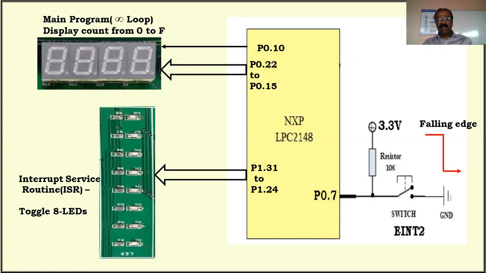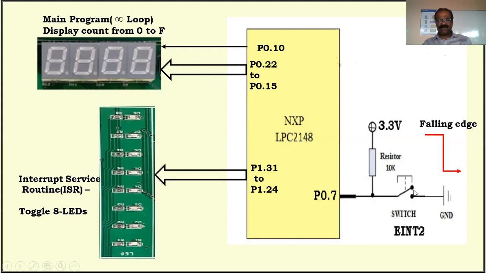Basically, we have four external interrupts: external interrupt 0, external interrupt 1, external interrupt 2, and external interrupt 3, that is, 0 to 3. In this case, I'm going to use external interrupt 2, which is available at P0.7. This means we have to configure P0.7 as external interrupt 2 by using the pin select register. Later I'm going to explain that in detail.